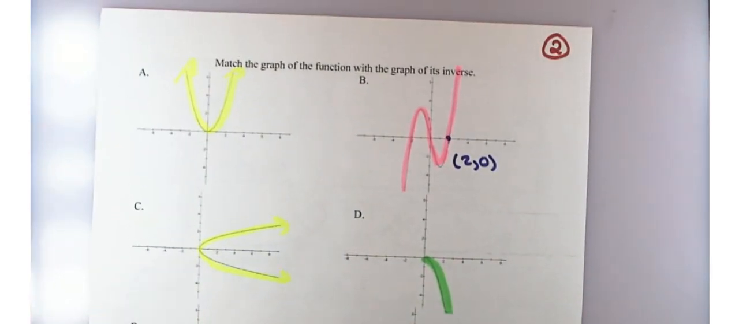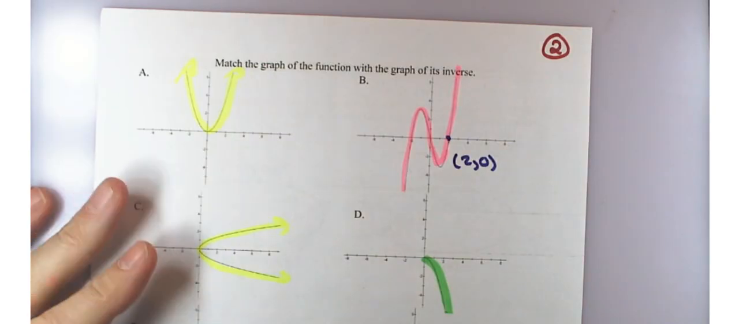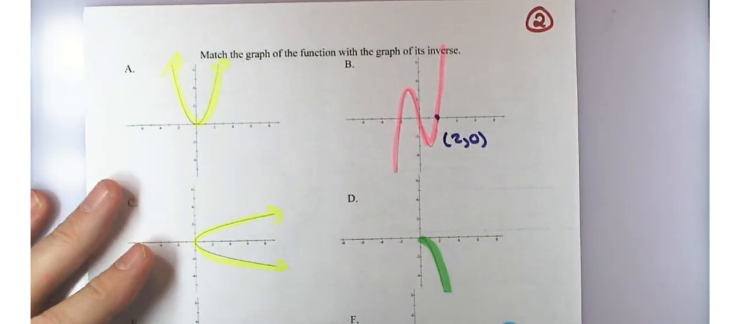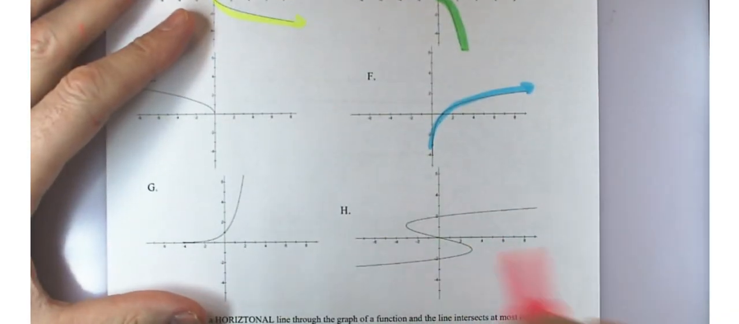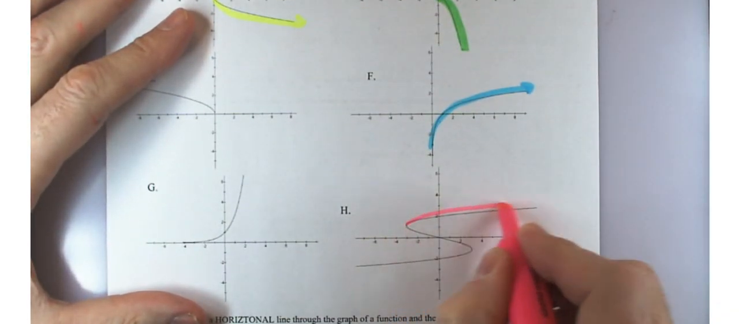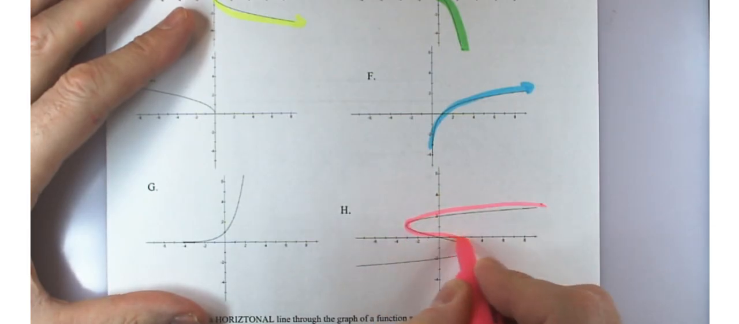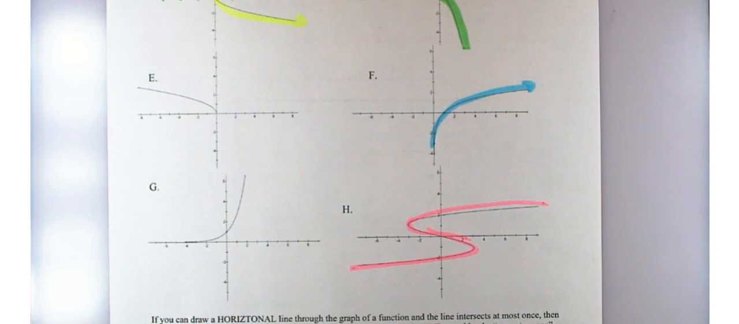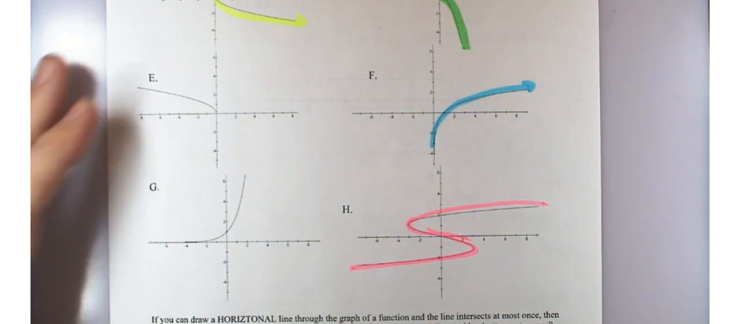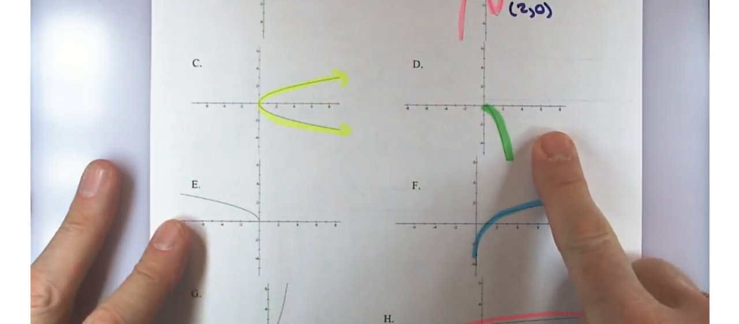So are we in agreement on some of these things? What's the inverse for graph B? Throw out a letter for me, please. H. Yeah, H is the inverse of B. So that one here. All right, good. What goes with D? Which graph's the inverse of D?